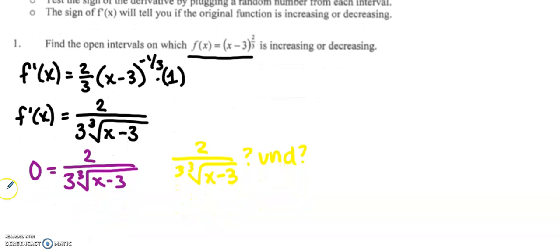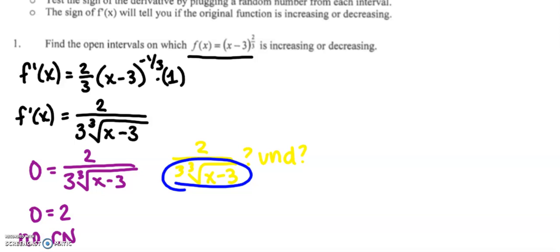Well, solving this first purple one, I would multiply both sides by the entire denominator, and I would get that 0 is equal to 2. Well, that's never going to be true, so there are no critical numbers from setting the derivative equal to 0. When something is undefined, it's when the denominator is equal to 0. So if I think about where this denominator is going to be equal to 0, that's going to be when x equals 3. So 3 is a critical number. There is something important going on when x is equal to 3.